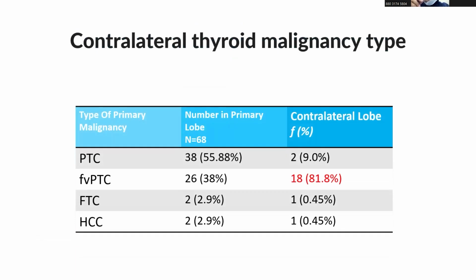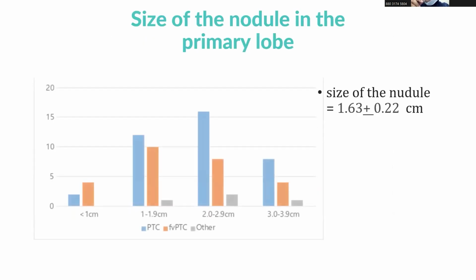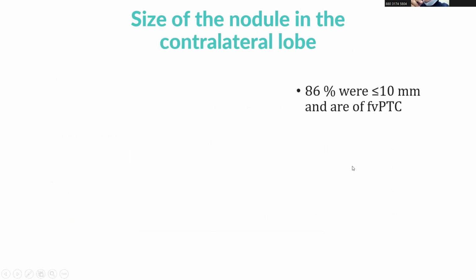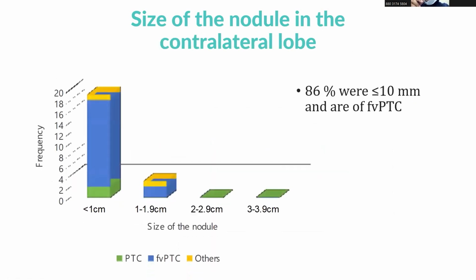If we compare the type of malignancy in both the primary and the contralateral lobe, the most common type of malignancy in the contralateral lobe was follicular variant of papillary thyroid cancer. About the size of nodule in the primary lobe, the mean size was 1.63 with a standard deviation of 0.22 centimeter. About the size of nodule in the contralateral lobe, 86% were less than 10 mm and were of follicular variant of papillary thyroid cancer.